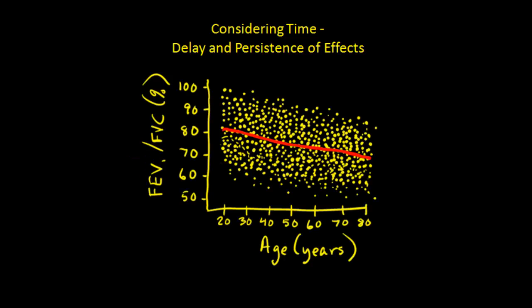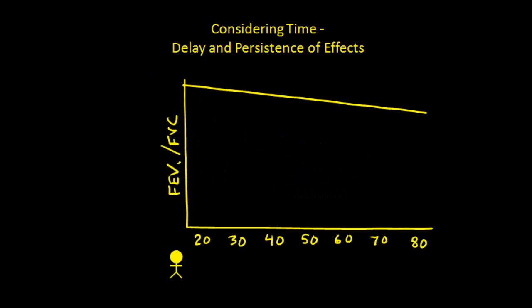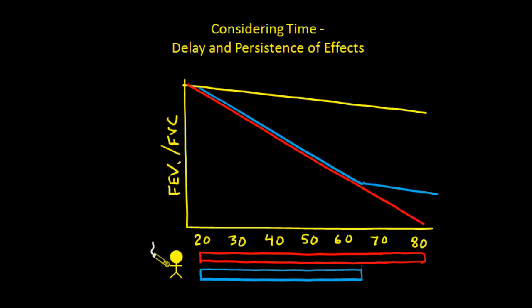Now you may remember from the last video that for FEV1 to FVC, there is a natural decline in the measure with age. And this is considered just a natural part of aging. So if we think about the person who doesn't smoke, we might represent the natural history of their FEV1 to FVC by this yellow line. So what will the natural history of the FEV1 to FVC ratio look like for somebody who smokes?